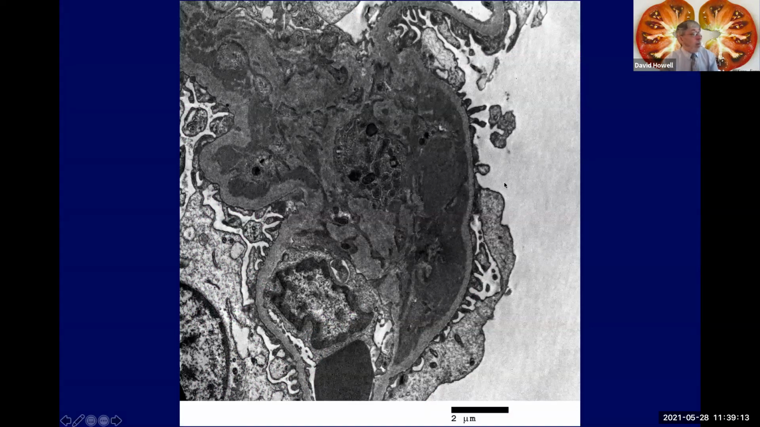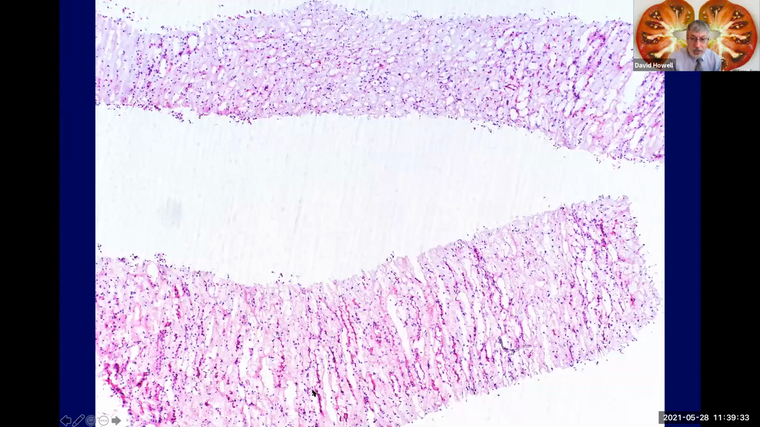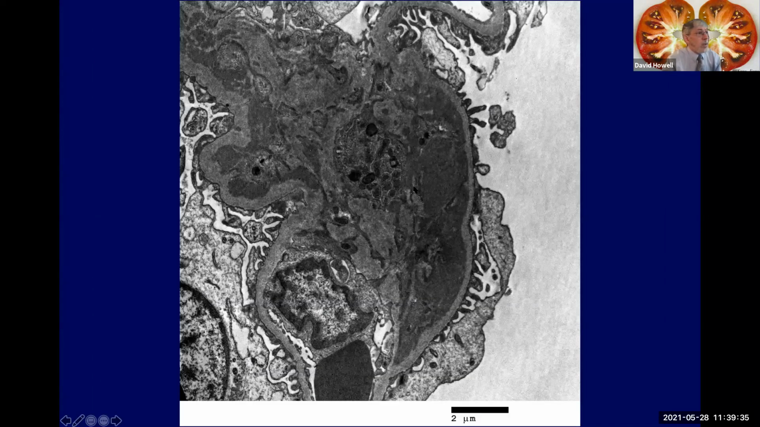When we look by electron microscopy, there are indeed deposits here, and this is the characteristic appearance for an immune complex deposit in an electron microscopy of a renal biopsy, this darker granular stuff. Here's a red cell in a capillary loop, basement membrane, podocyte foot processes, fenestrated endothelium. That all looks normal. So this is a mesangial disorder with immune complex deposits.